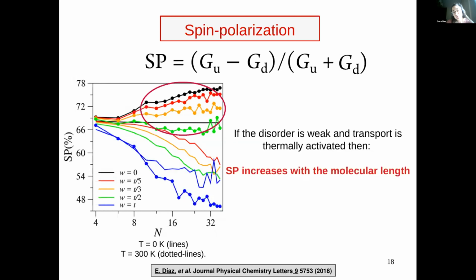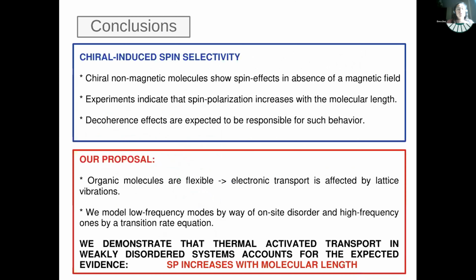And the most important result is that we can obtain this spin polarization increasing with the molecular length for some particular parameters. Those are for when the solder is weak, and also when the temperature is activated. So the transport is thermally activated. And this was the behavior that all experiments showed, and we managed to get it with this model for some particular parameters. So these are the conclusions of the talk.